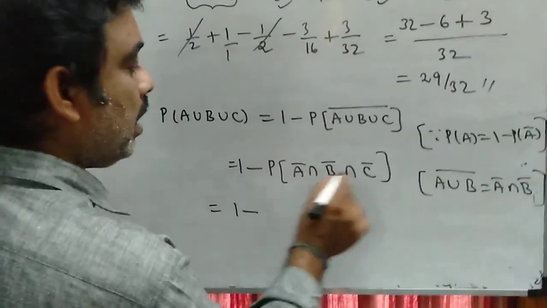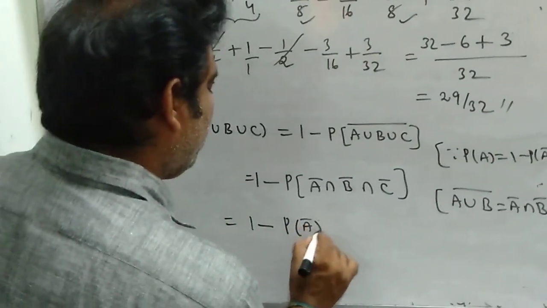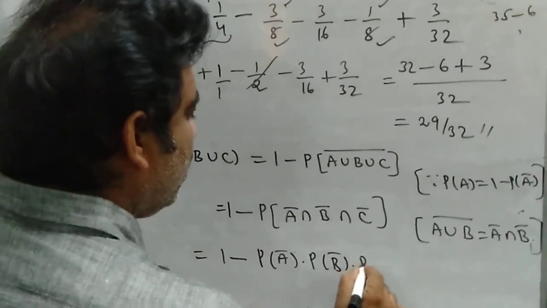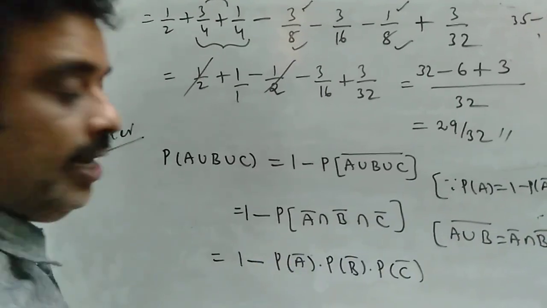That is, because all the events are independent events, I can write this probability as P of A bar into P of B bar into P of C bar, because they are trying independently.